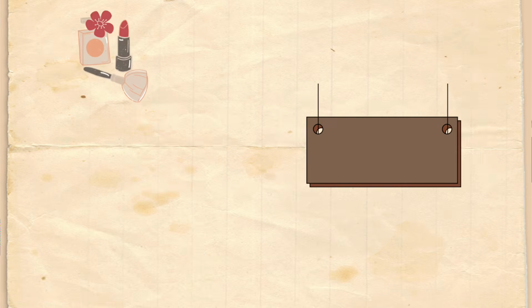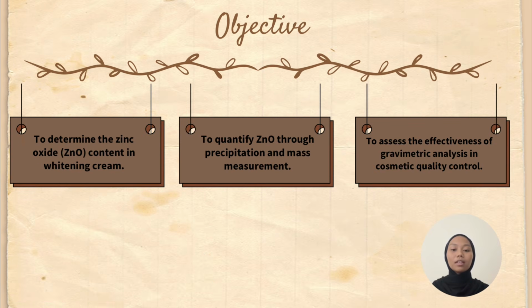There are three objectives in this experiment. First, to determine the zinc oxide content in whitening cream. Second, to quantify zinc oxide through precipitation and mass measurement. Third, to assess the effectiveness of gravimetric analysis in cosmetic quality control.